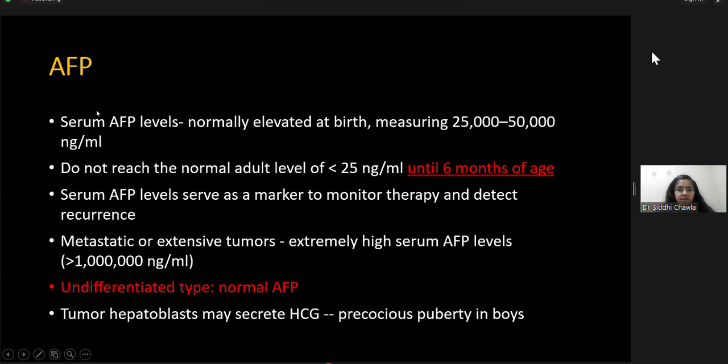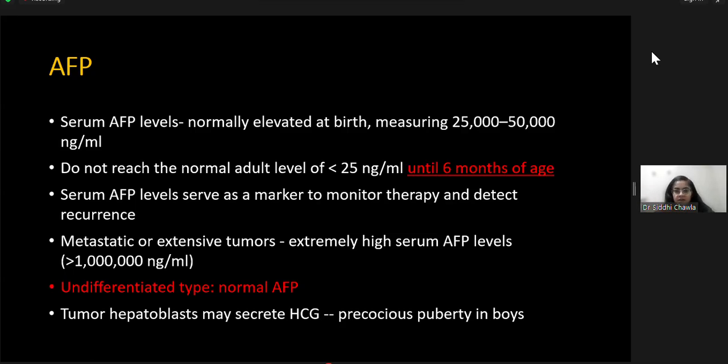So that is what I was telling you about AFP. It is normally elevated at birth and measures approximately 25 to 50,000 nanogram per ml, and does not reach the adult normal level until 6 months of age. So now when we have a case with a mass lesion in less than 6 months of age, and we are confused between infantile hemangioendothelioma and hepatoblastoma, you have to look at the AFP. If you do a single AFP, you might get a 10,000 value.